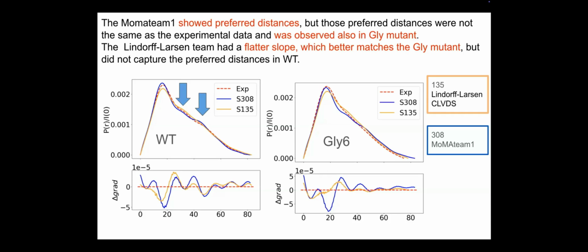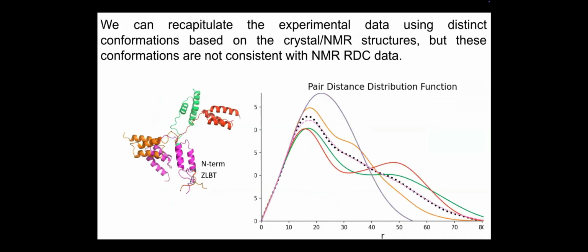Lindorf-Larsen did a better job with the glycine mutant. They had a much smoother curve, but they also had a smoother curve for the wild type protein. So neither team was able to capture the difference between the wild type and the glycine mutant. So just so that you have a feeling for, well, how can you capture that?